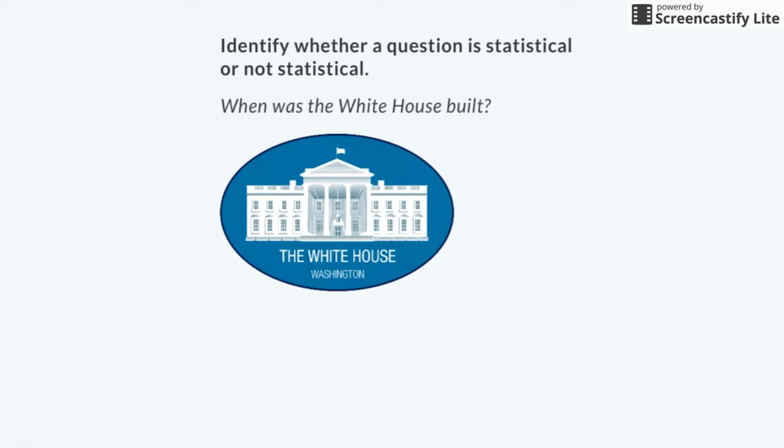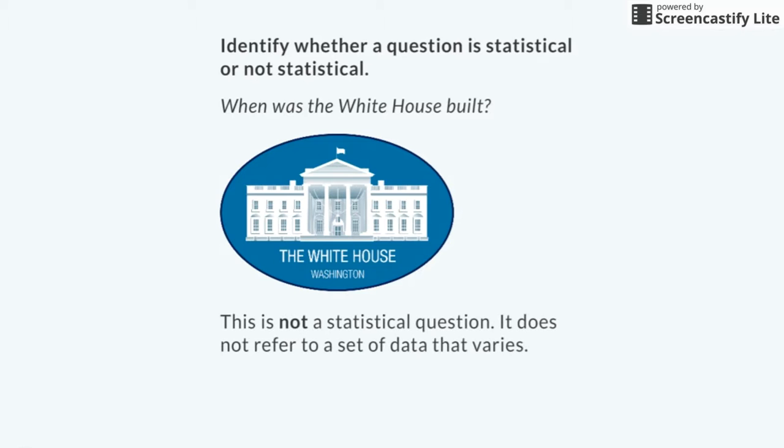I need to identify whether a question is statistical or not statistical. The first question is, when was the White House built? To decide if this is a statistical question, I have to think about what type of answer or answers will satisfy this question. There is only one date when the White House was built, so this is not a statistical question. It does not refer to a set of data that varies.